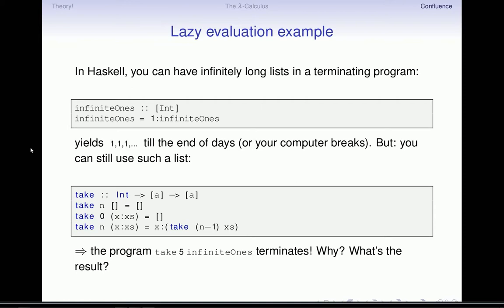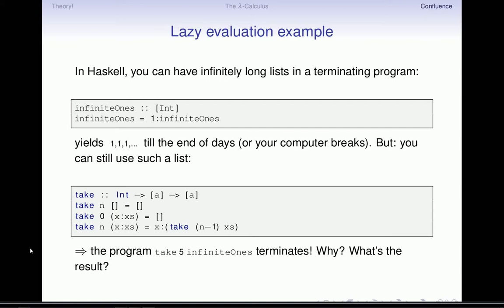Let's define a function take that gets two arguments, an integer and a list of values of type A, and returns a list of values of type A. The definition is done in 3 lines. Take of n and an empty list is always the empty list. Take of 0 and a non-empty list xs is also the empty list. And take of n and x and the rest list xs is x appended to take n minus 1 xs.